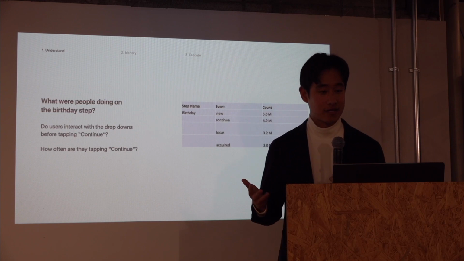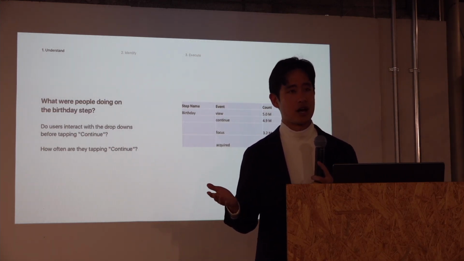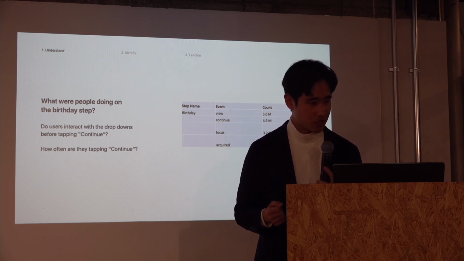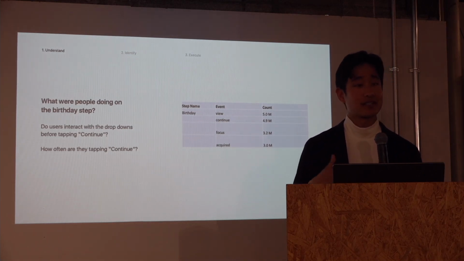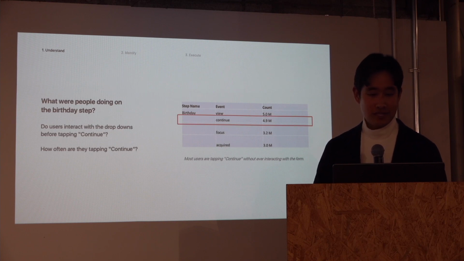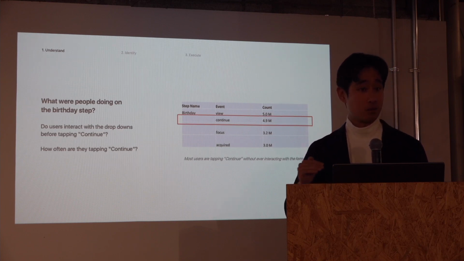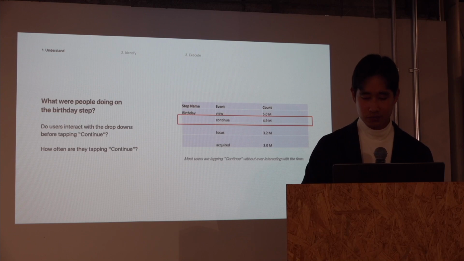Taking a look at the logging data we have, we ask ourselves the questions, what were people actually doing on the birthday step? What does the data show us? What is the user journey here? Do users actually interact with the dropdowns before tapping continue, and exactly how often are they tapping continue? So what we see here is that a lot of users actually are tapping continue. In fact, many more users are tapping continue than those who are actually interacting with the dropdowns themselves.